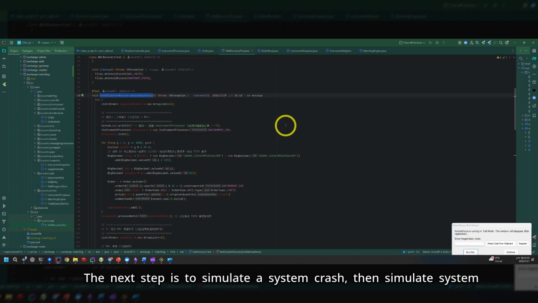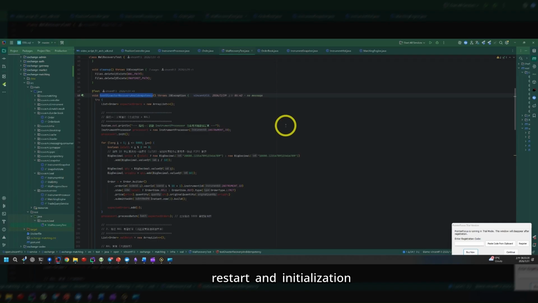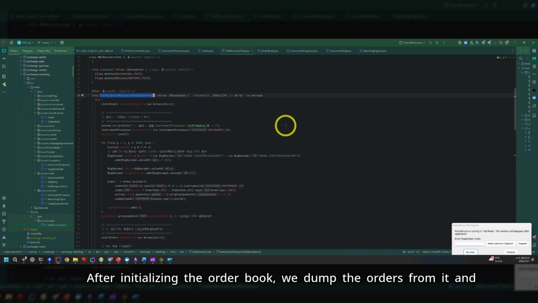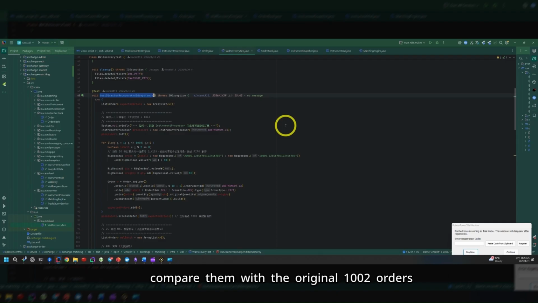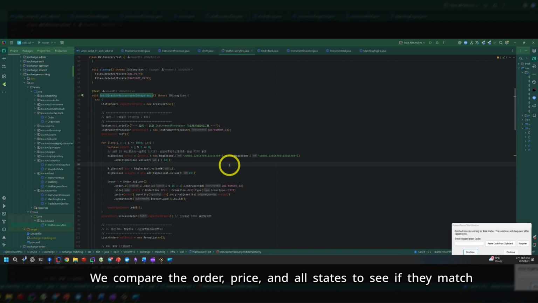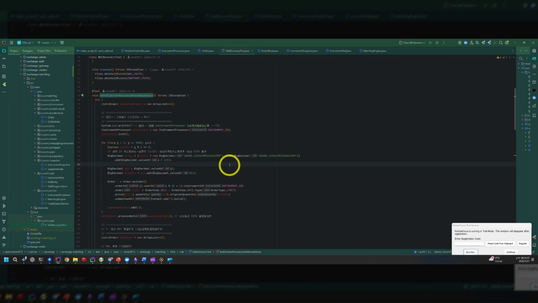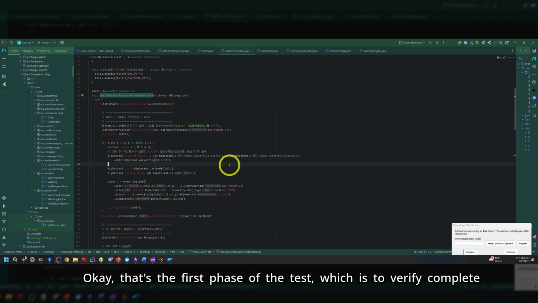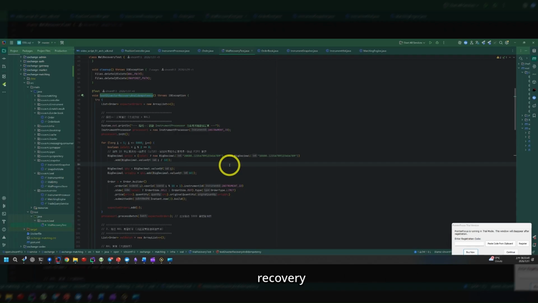The next step is to simulate a system crash, then simulate system restart and initialization. After initializing the order book, we dump the orders from it and compare them with the original 1002 orders. We compare the order, price, and all states to see if they match exactly. If everything matches, the recovery is complete. Okay, that's the first phase of the test, which is to verify complete recovery.